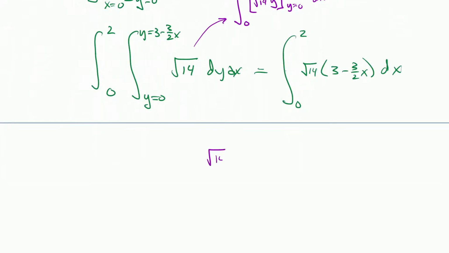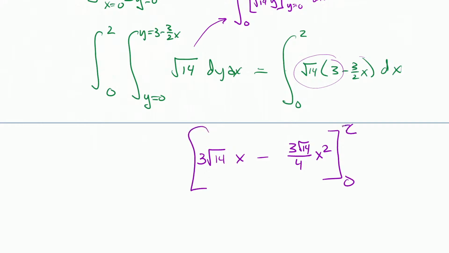So let's see, 3 radical 14 times x, that's this stuff, minus 3 radical 14 over 4 times x squared, that's that stuff, the 3 halves x times the radical 14. So integrate, you get x squared over 2, so you have another 2 down there. Evaluated from 0 to 2.